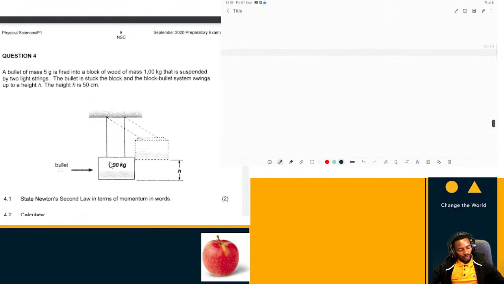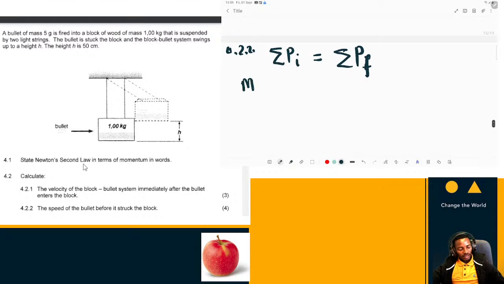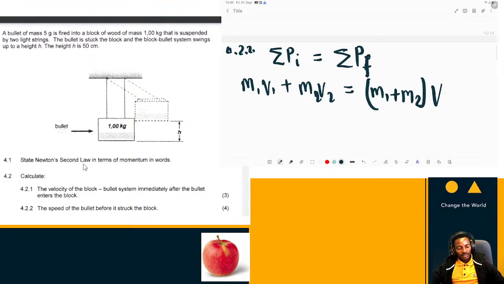Then in 4.2.2, we need to calculate the speed of the bullet before it struck the block, just before the collision. So now we're going to apply the principle that we skipped earlier, which is the law of conservation of linear momentum. The sum of momentum before the collision should be equal to the sum of momentum after the collision. So the mass of the bullet times the velocity of the bullet before the collision plus the mass of the wooden block times the velocity of the wooden block before the collision should be equal to the mass of the block plus the mass of the bullet times the velocity after the collision.